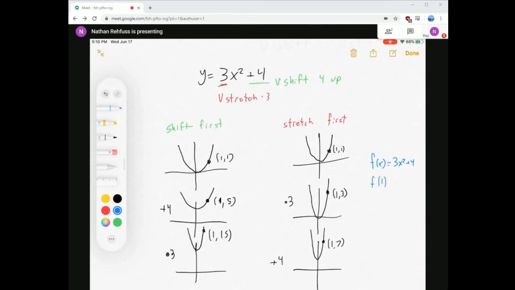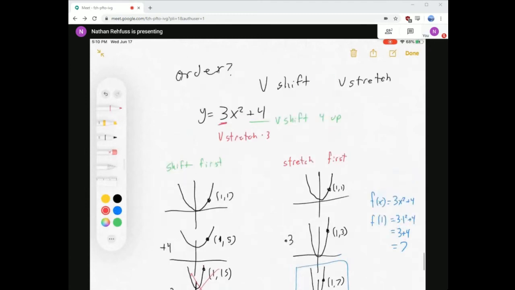Let's see which output we actually get. 3 times 1 squared plus 4. Well, that's just 3 plus 4. That is 7. So this graph is correct, and this graph is wrong. So it turns out we have to do the vertical stretch before we do the vertical shift.